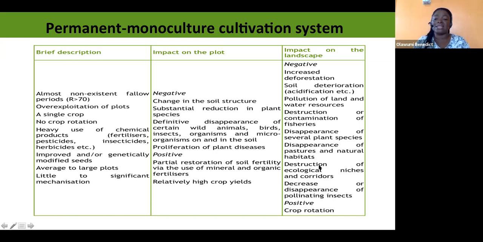Then we look at the positive impact. The positive impact is that you can still do crop rotation when you have other annual crops planted in between. That is the only positive impact. But if you do not have annual crops planted in between, that means you do not have any positive impact on the landscape.